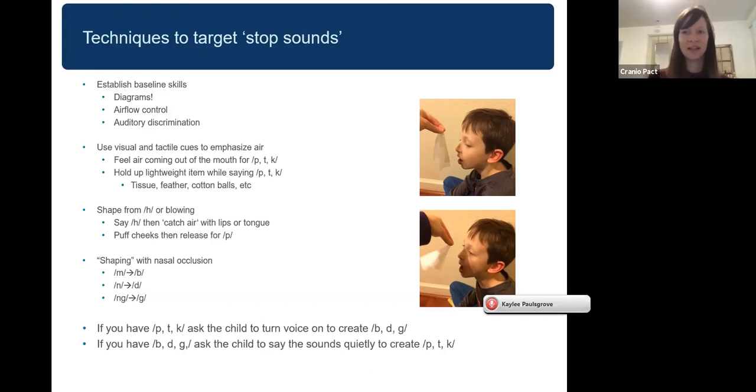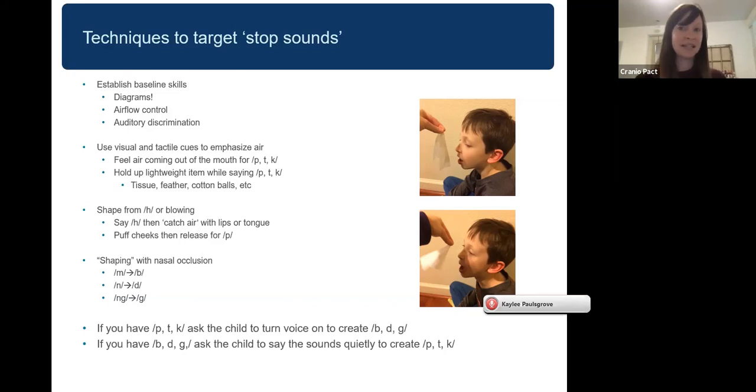Another strategy that I like to use is called shaping. So shaping means you use one sound or one thing the child can do successfully, and you try to make it into another sound. And so when I work on P, for example, I might use H to shape it. And so I'll have them make the H sound, and then I'll say, all right, you felt your air. Now let's catch that air with our lips. And we'll say, and you're able to help them make a P that way.